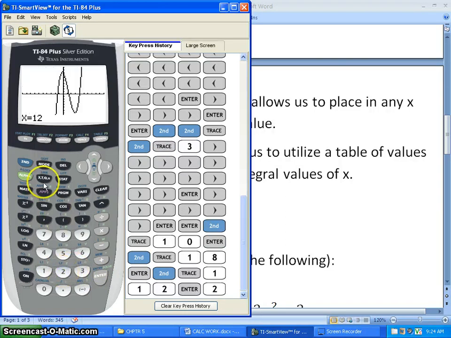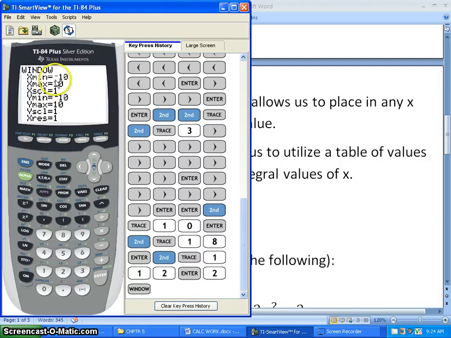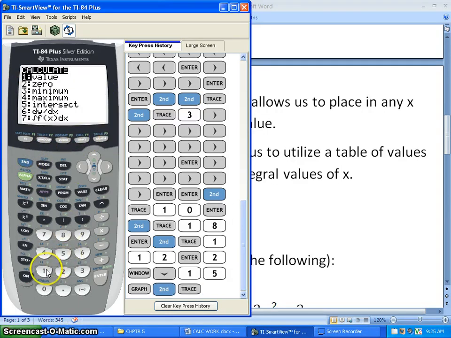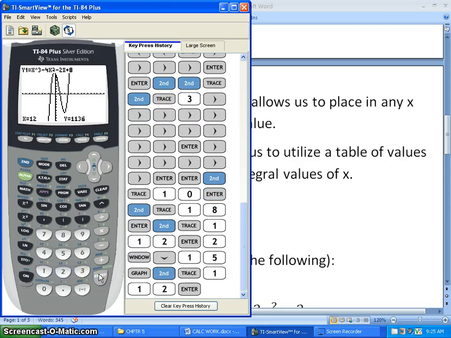I come back in here and I have to modify my window. I wanted an x max that was more than 10. I wanted 12, so I will change this value right here into something beyond 12. I'm going to choose 15. And I'm going to hit the graph, and what this will do is make this window go from negative 10 all the way out to positive 15. I can now come back in here and do second calculate value, and I can put my value of 12 back on the calculator and enter.